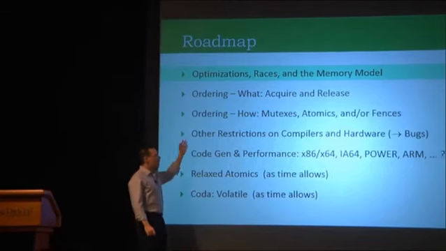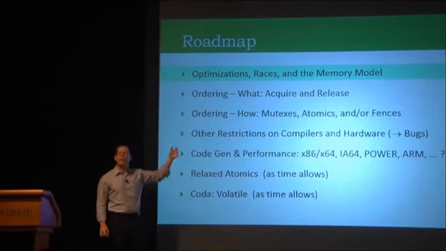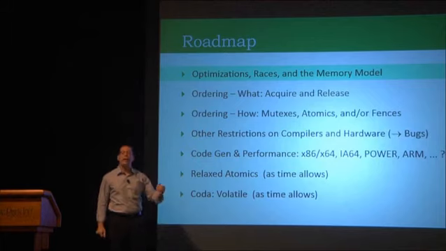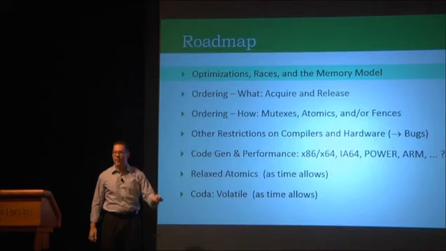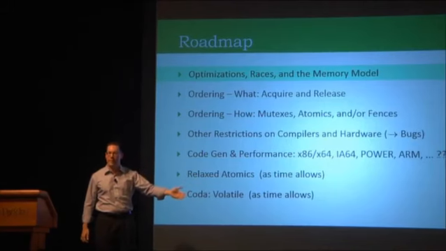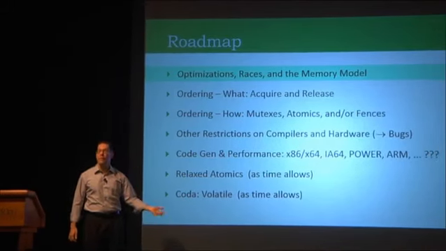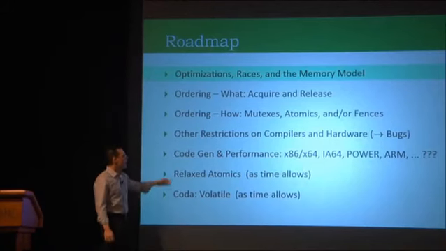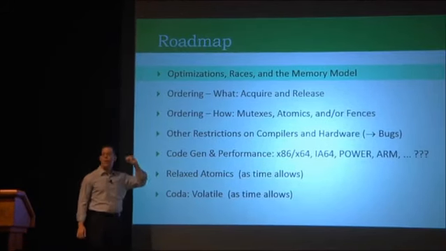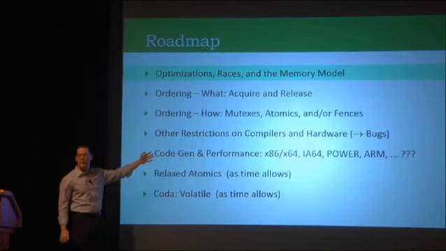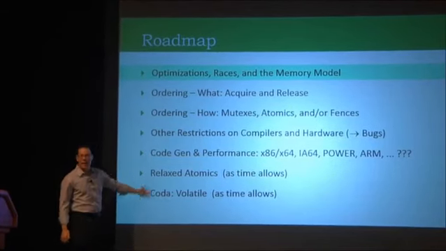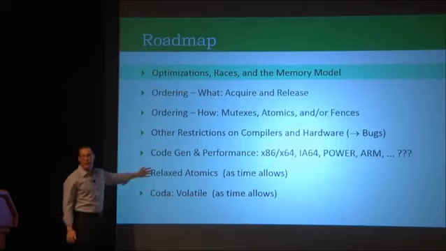Then we're going to talk about things that this implies for compilers and hardware that you shouldn't ever need to know, but sometimes hardware and compilers have bugs, especially as they're implementing this stuff, or your program might have a race condition which exposes these things. We're going to talk about code generation performance on a slew of popular platforms, and then because this talk probably doesn't fit in half a day, if we have time, we'll talk about relaxed atomics.